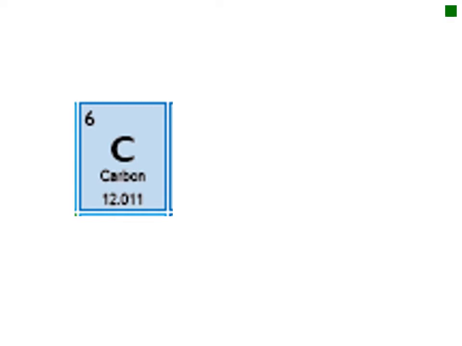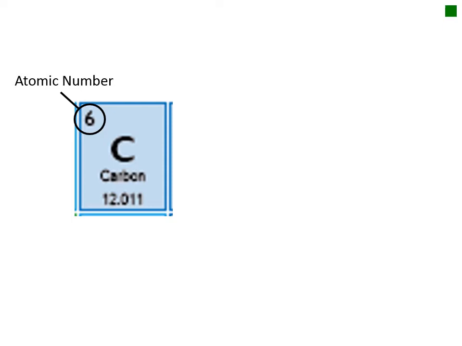Here we have zoomed in on the carbon box of the periodic table. On the top, we find the atomic number. This is the element's identifying characteristic stating how many protons are found in the atom's nucleus. It is the number of protons that defines an element.